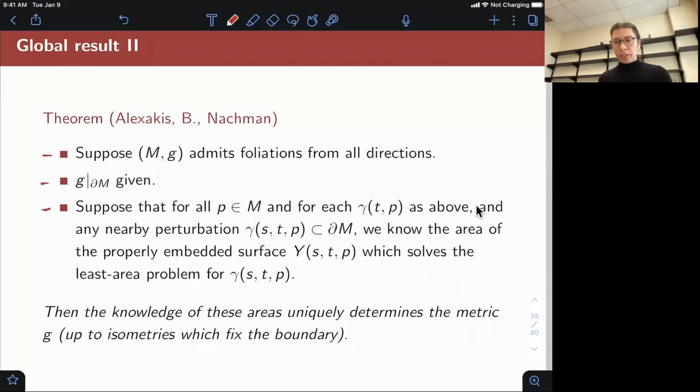And now here's the much larger information of data. Suppose that for any point that I have in my manifold, I can reach it by a family of curves on the boundary and fill in by all of these minimal surfaces. So if I have these curves and any perturbations of these curves nearby, I know the area of the properly embedded minimal surface that reaches this point, and it solves this least area problem for this class of boundary curves. Then from this area information, this uniquely determines the metric, and once again, up to isomorphisms which fix the boundary.